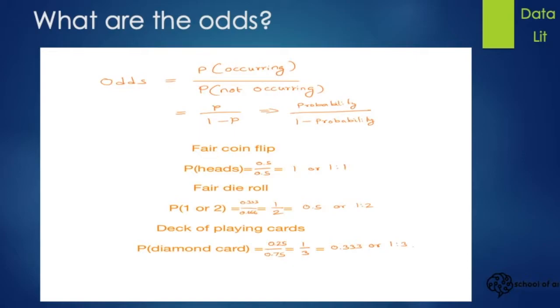If I flip the same coin again, the probability of me getting heads is 0.5, but the odds are 1 is to 1. I may either get a head or a tail. In our next example, the probability for me to get 1 or 2 when I roll a die is 1 by 3, 33% of the time it may happen. That's the odds. The same goes with the playing card example.